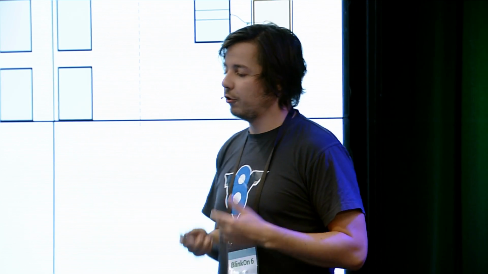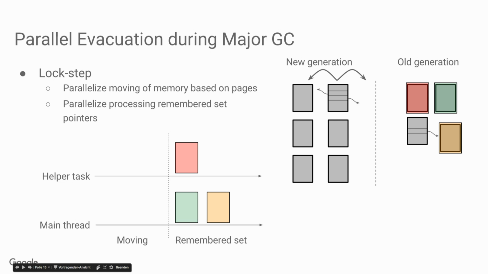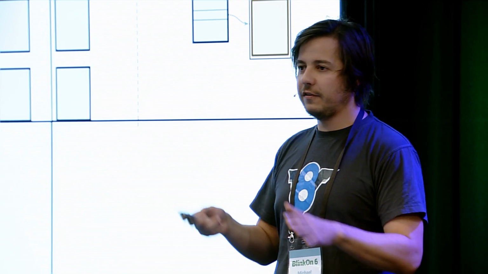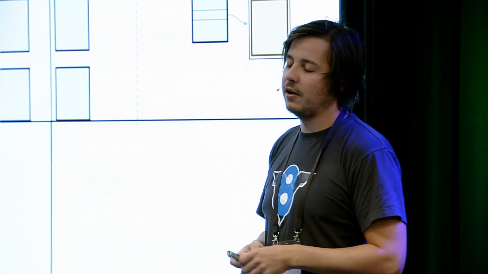Then we have our barrier, and then we need to process the remembered set for our generational GC. And again, we divide up the old generation pages, which are the only pages that need to be processed there, among those tasks. I will show you an improvement soon. But this is basically what we did, and the graph I showed you, the bumps you could see in there, were basically when we launched those features.